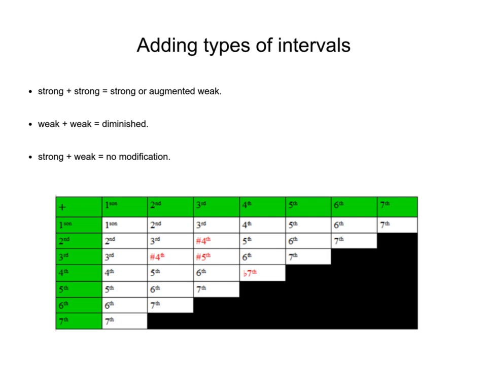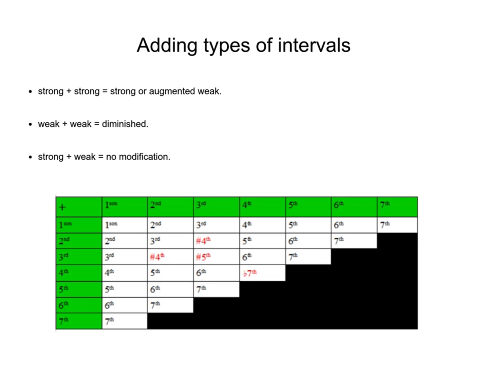Well, here's a pattern. We can follow our usual system, adding the two numbers as if we were not concerned about chromaticism. And whenever we add two strong intervals, either we get a strong interval or we get an augmented weak interval. When we add two weak intervals, we get a diminished interval. When we add a weak interval to a strong interval, that is two intervals of different type, no change is needed. So that's a pattern.